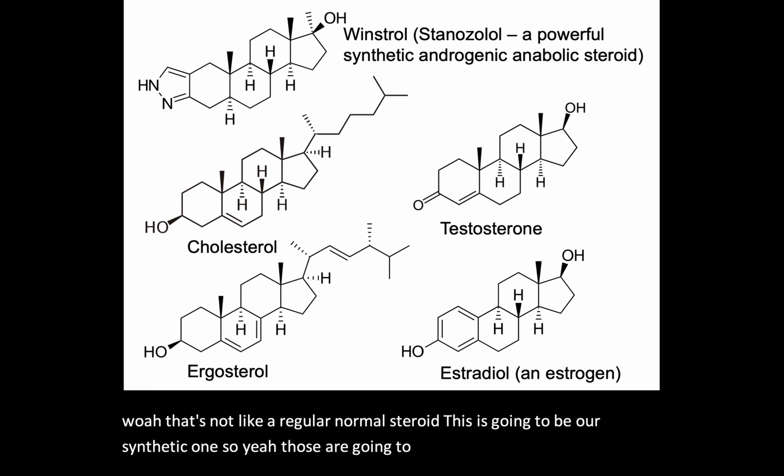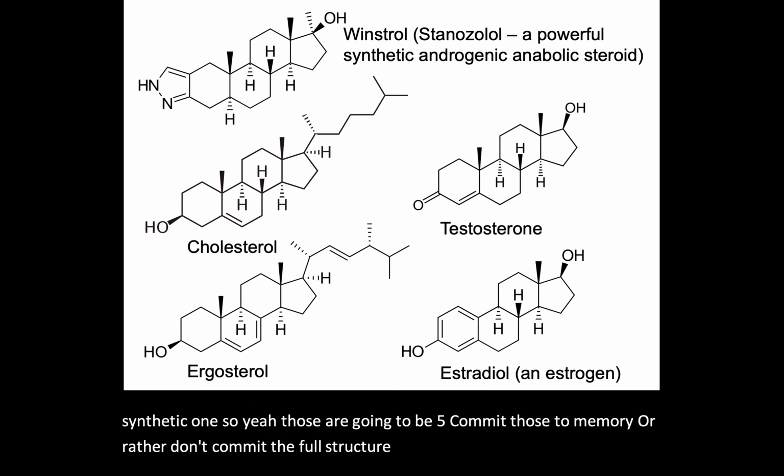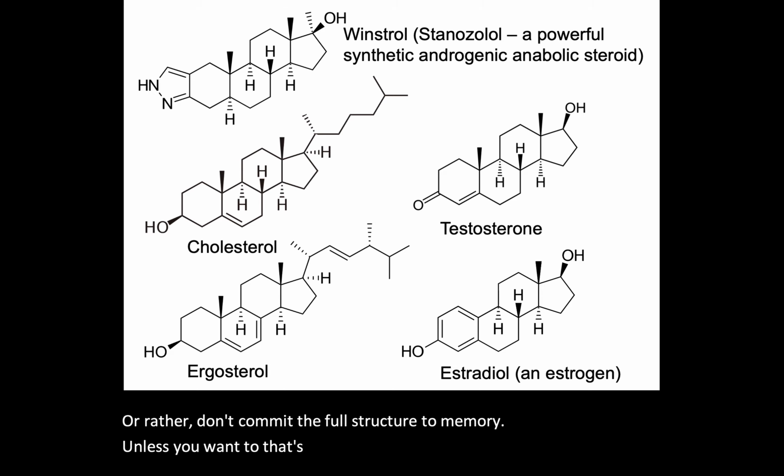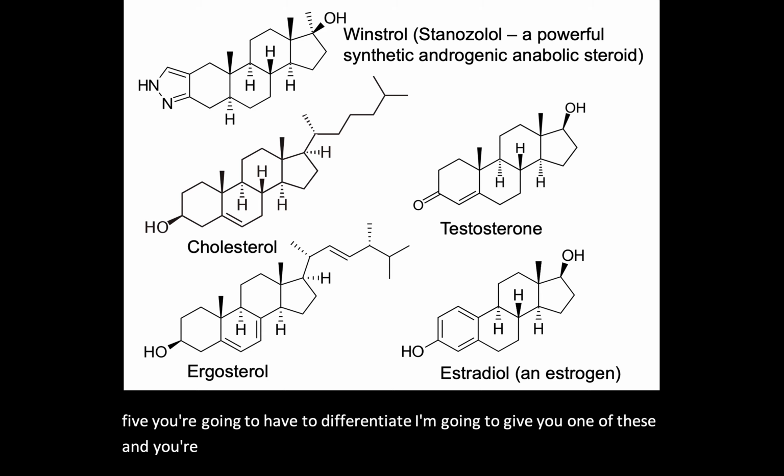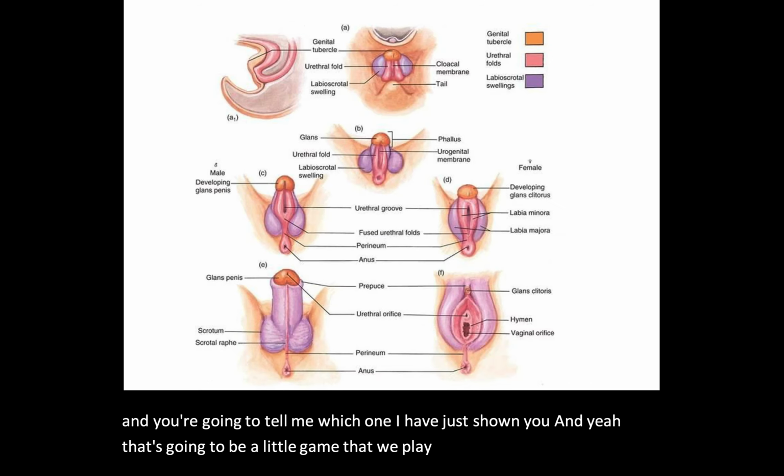Commit those to memory, or rather, don't commit the full structure to memory, unless you want to, that's fine. Commit the differences between them. These are the 5 you're going to have to differentiate. I'm going to give you one of these, and you're going to have to tell me which one I have just shown you. And yeah, that's going to be a little game that we play. So here we go. Here's to that game.